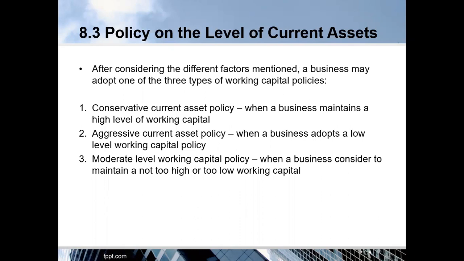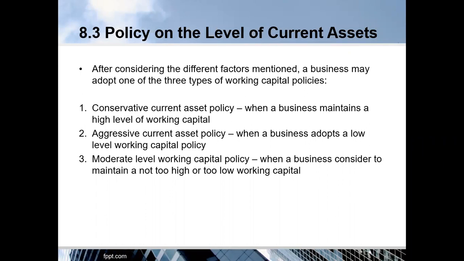So after considering the different factors mentioned, a business may adopt one of the three types of working capital policy. So we can choose from these. Are we a conservative current asset policy, when a business maintains a high level of working capital? Usually, as accountants, we must use the conservative current policy, though you can still use other policies, depending on the behavior of the business owner. So conservative current policy is when a business maintains a high level of working capital, while the aggressive current policy is when a business adopts a low level working capital policy.